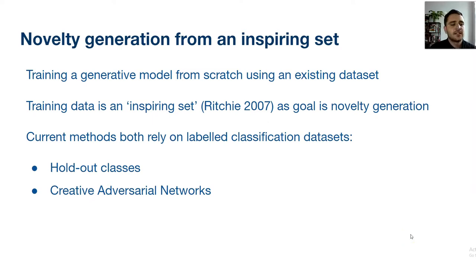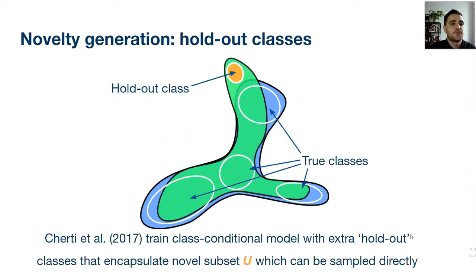So the next techniques we're going to discuss are ones that generate novelty from an inspiring set. Here we're training a model from scratch, using a training data set, but we're not trying to imitate it per se, but using it for inspiration, which is why we've called this an inspiring set, because the goal is novelty generation. The 2 methods that we're going to discuss both rely on labelled classification datasets. However, that doesn't necessarily need to be labelled, and there's scope for this to be done in an unsupervised fashion in the future.